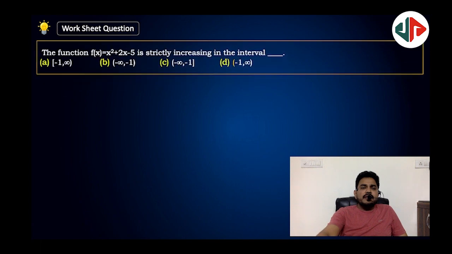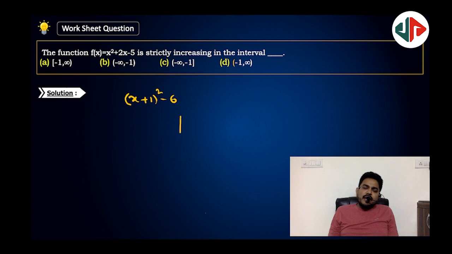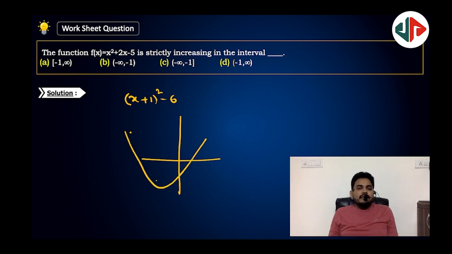Next question is, the function f of x is strictly increasing in which interval? This can be written as (x plus 1) whole square minus 6. If you look at this graph, at x is equal to -1 the curve is like this. So this is strictly increasing from -1 to infinity.